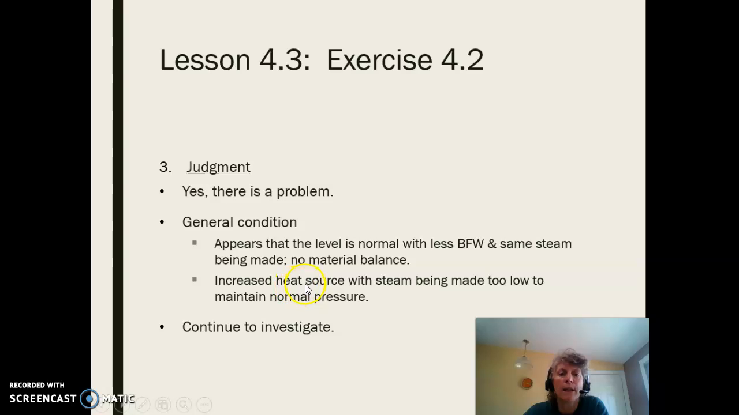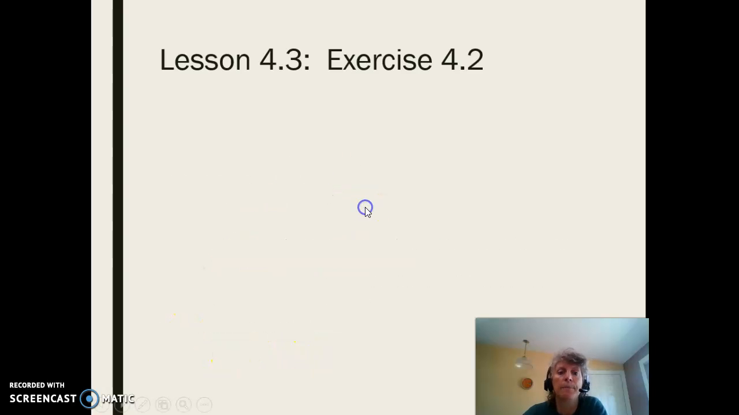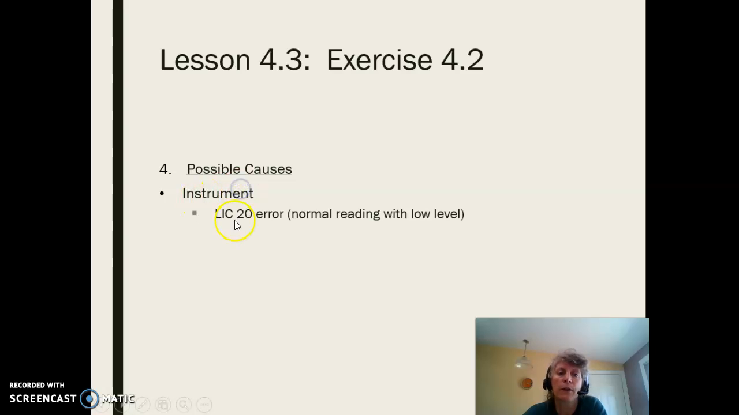If we were having an increased heat source and more steam being made, this isn't matching the steam output, plus the pressure should be increasing, not decreasing, correct? So the pressure is going down and not going up if we were making more steam and had more heat. Okay, so let's talk about the potential causes. We look at instrument first. LIC 20 error. So maybe it's just not reading right? A normal reading with a low level.